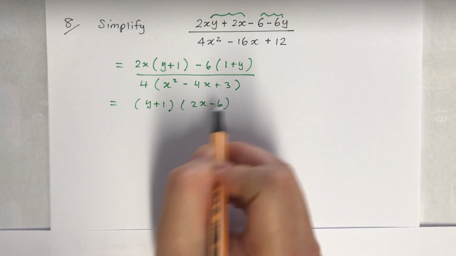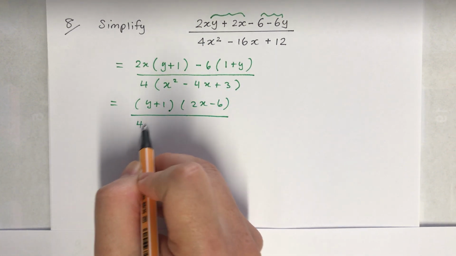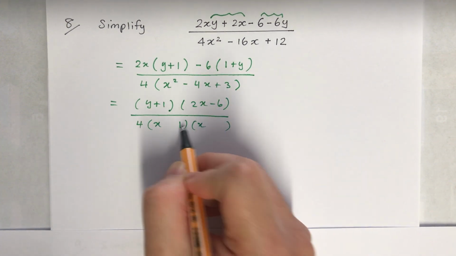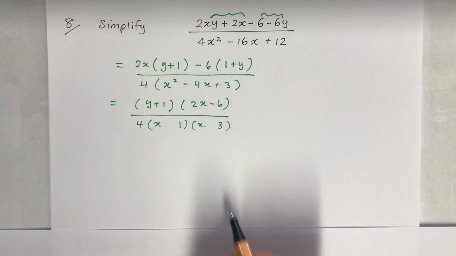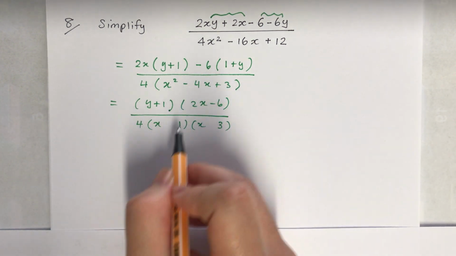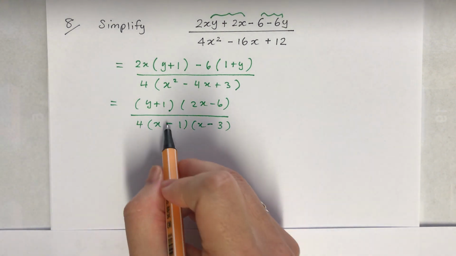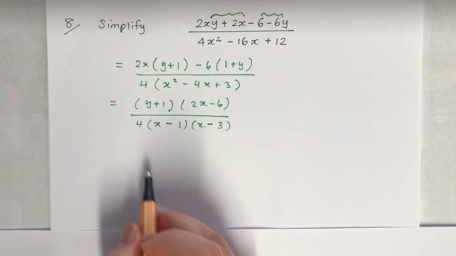2x minus 6. 4, 1, 3, because 3 is a prime number. And then I get the minus 4 and the plus 3. So when I add them, it'll be minus 4. When I multiply them, plus 3.